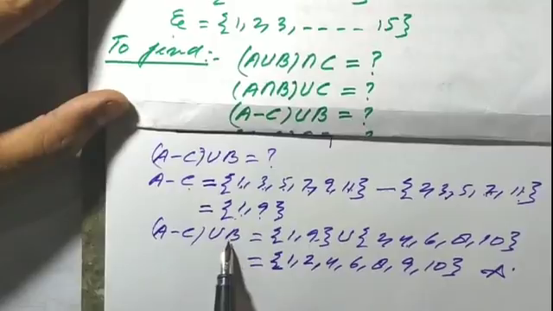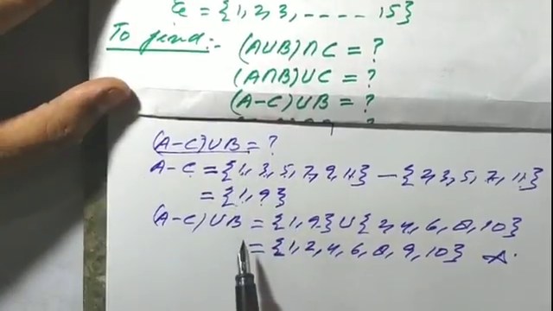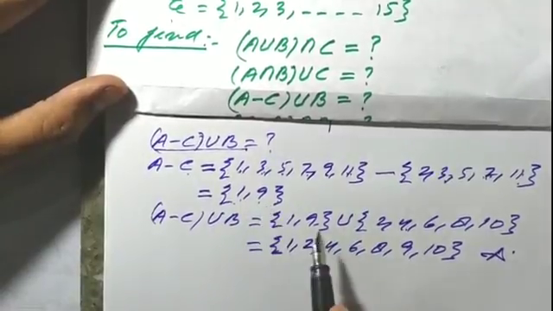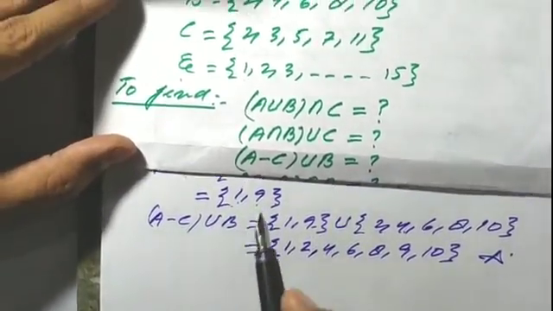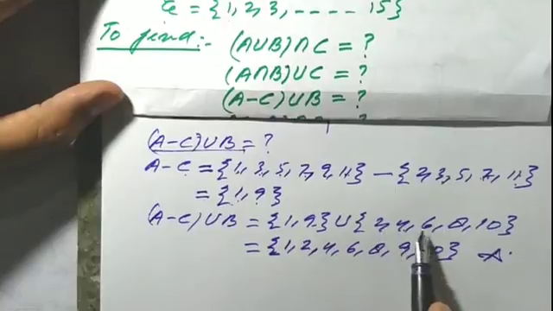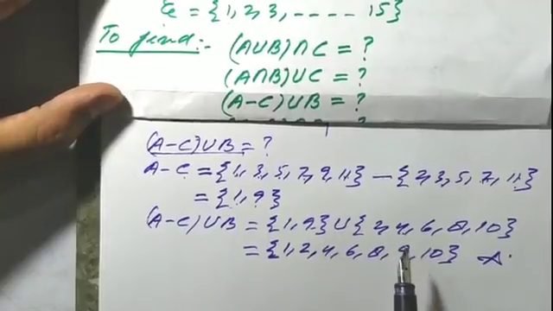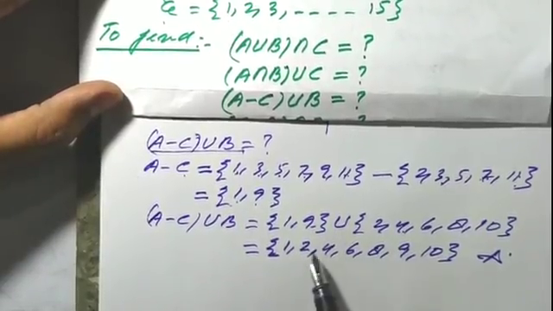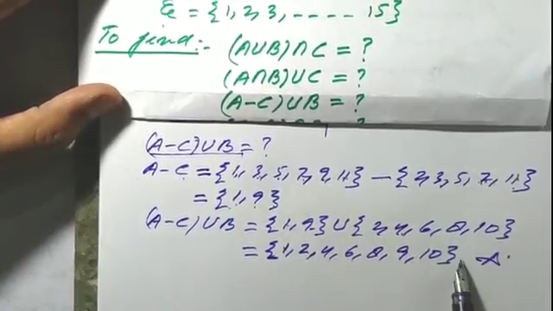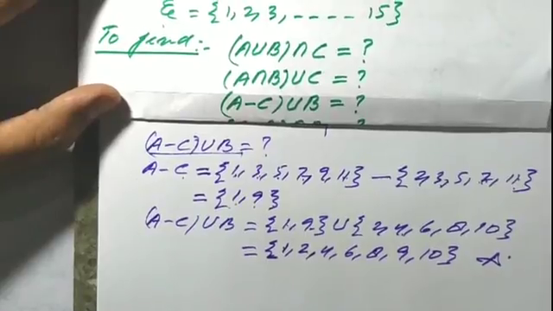Now we have to take the union of A minus C with B, because this is our required operation. So A minus C union B, we write the value of A minus C we have found in the previous step, the set of 1 and 9, union B, and B is the set of 2, 4, 6, 8, 10. As you know, in the union we take all the elements of both the sets, provided no element should be repeated if it is common. So 1, 2, 4, 6, 8, 9, 10. We have taken all the elements of both the sets. This is the union of A minus C and B.